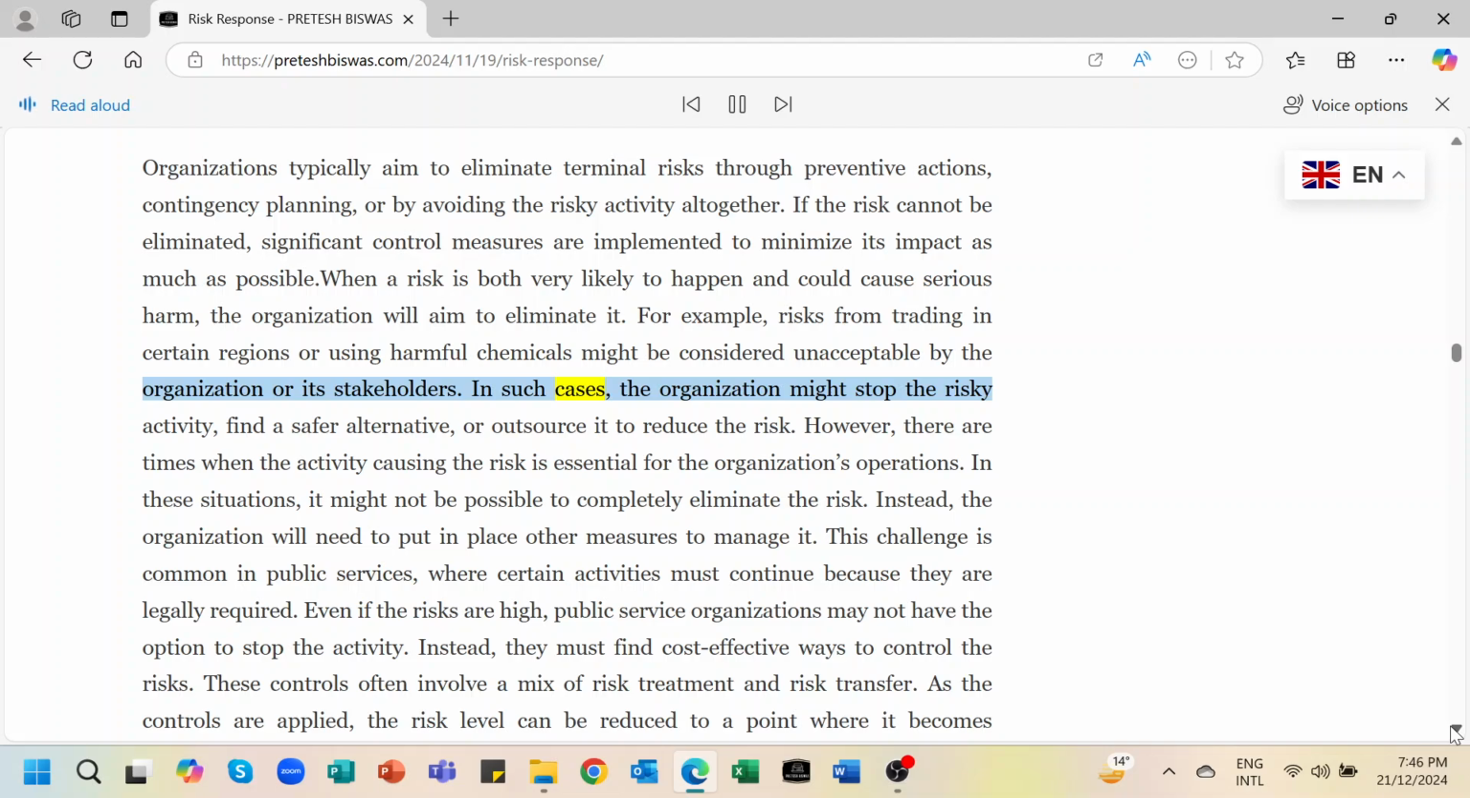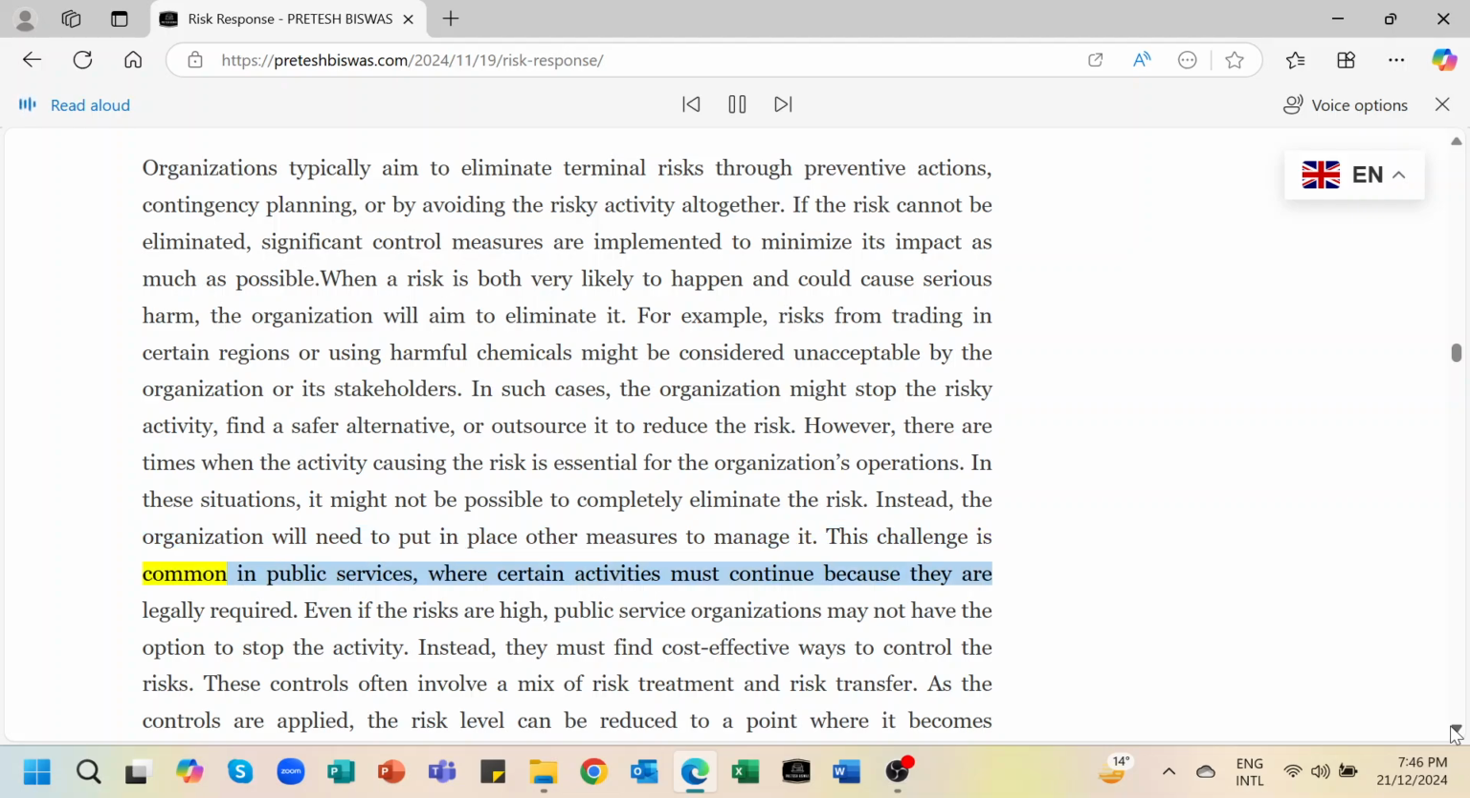In such cases, the organization might stop the risky activity, find a safer alternative, or outsource it to reduce the risk. However, there are times when the activity causing the risk is essential for the organization's operations. In these situations, it might not be possible to completely eliminate the risk. Instead, the organization will need to put in place other measures to manage it.